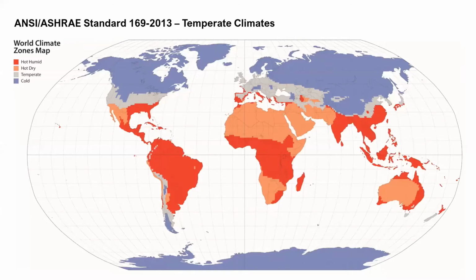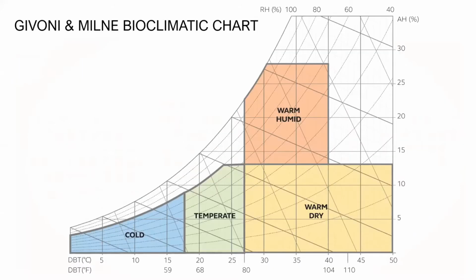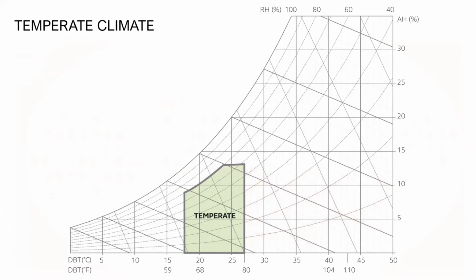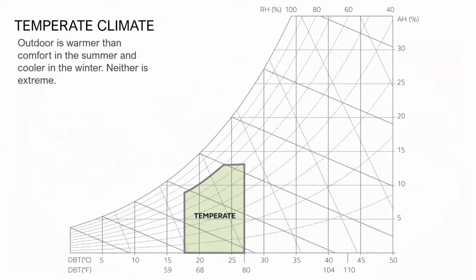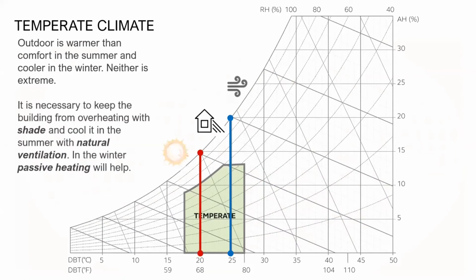In a temperate climate, the issue is really you're close to the comfort zone. Outdoors is warmer than comfort in the summer and cooler in the winter. But the interesting thing here is that neither one is very extreme. So you have to keep the building from overheating with shade in the summer and also cool at the same time with natural ventilation. And then in the winter, you have to provide some sort of passive heating, like Alfredo was mentioning some strategies for a very cold climate. These could also work in a temperate climate, but again, it's not as critical.